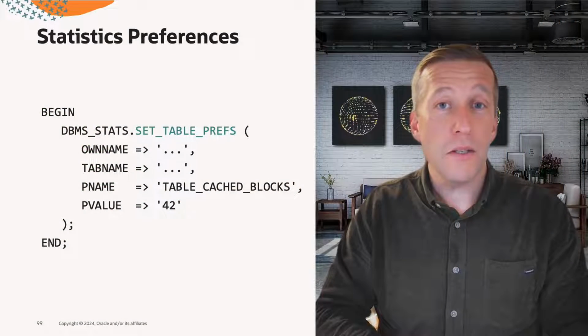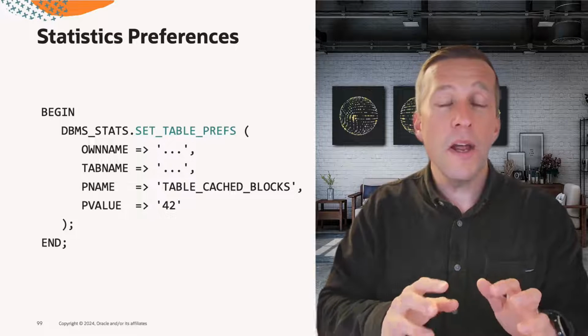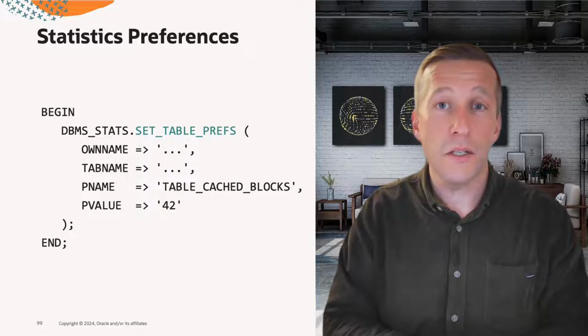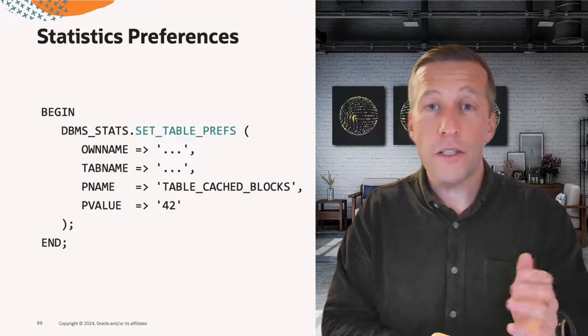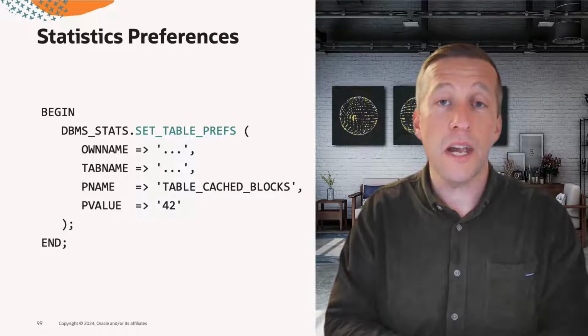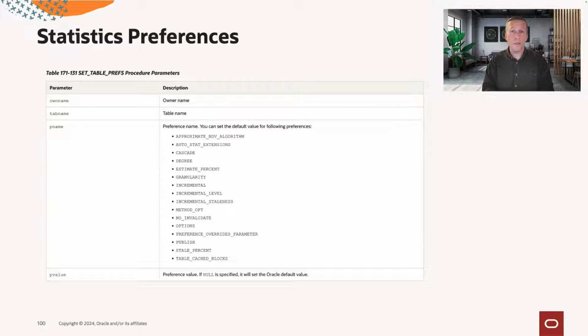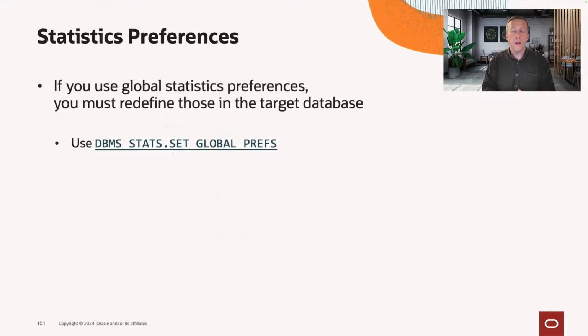The next thing that we must talk about is statistics preferences. You can define statistics preferences on tables, and it helps the database determine how it should calculate statistics for a given object. For instance, you can use TABLE_CACHED_BLOCKS to influence how the clustering factor is calculated for a specific table. But there are many other properties that you can set which influence how statistics are gathered.